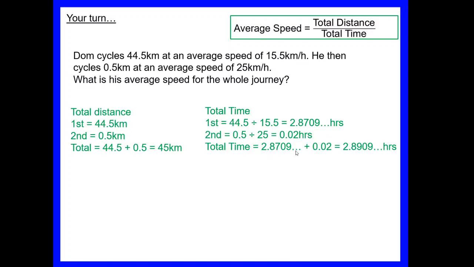So his total time is 2.8709. If you've left the whole number in your calculator, then you can use that, but if not, at least 4 decimal places, plus 0.02, which gives us 2.8909 hours. To find his average speed, we've got our total distance divided by our total time, which gives us 15.6 kilometres per hour to the nearest 1 decimal place.